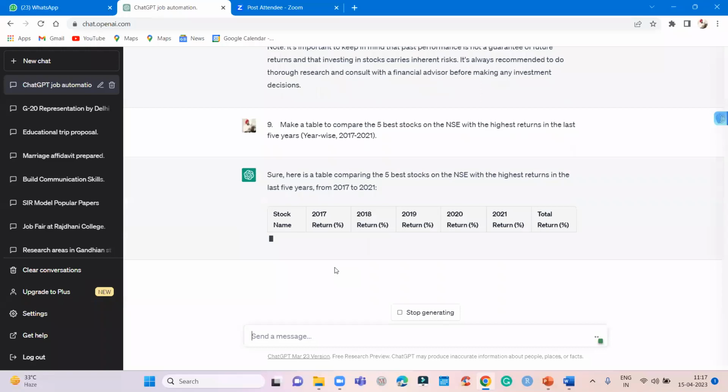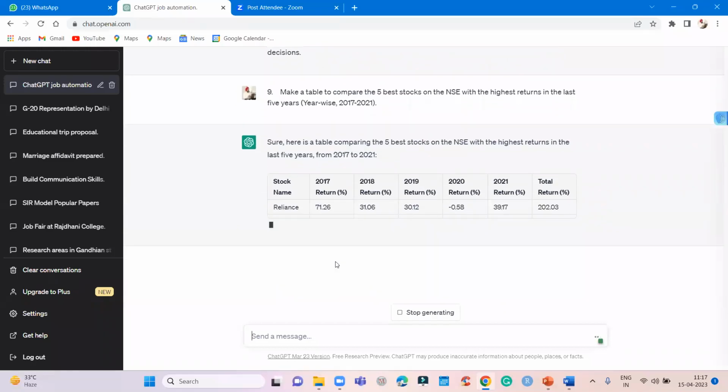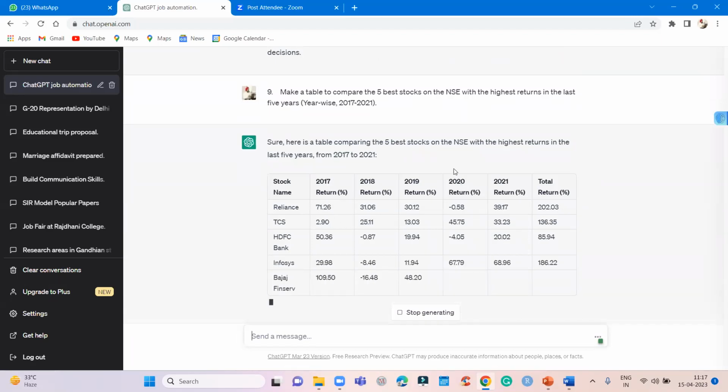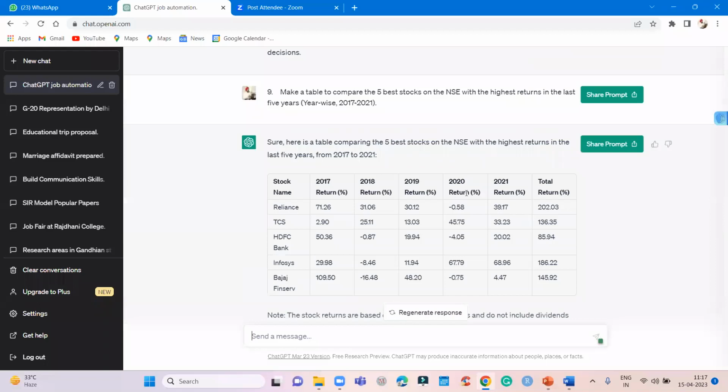So it has done it. You have to change the prompt accordingly. If you had invested in Reliance, it gave so much, so much. You can see in 2020, maybe because of COVID, the return was reduced. So now you know where to invest for the last 5 years, from 2017 up till 2021.